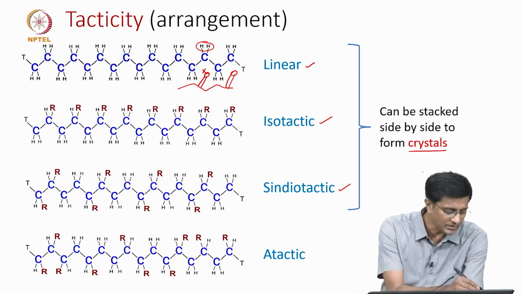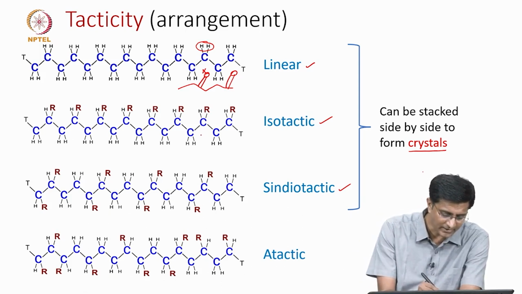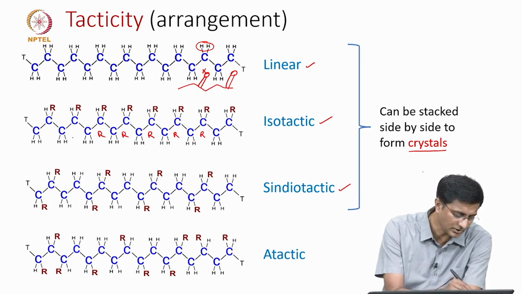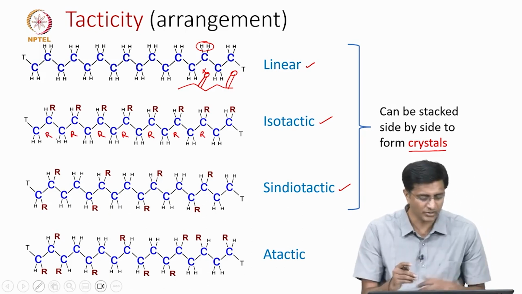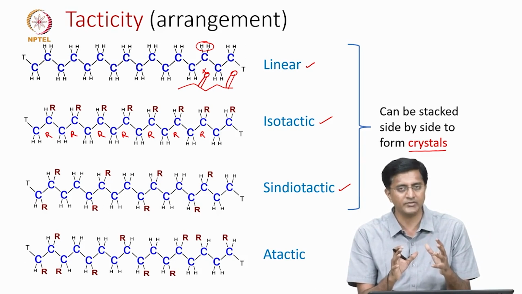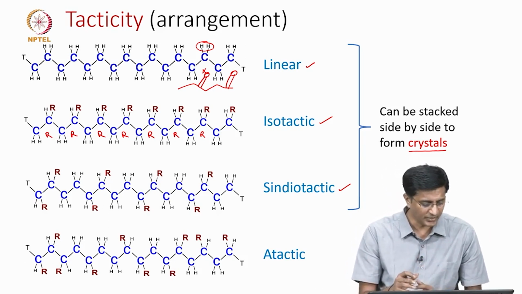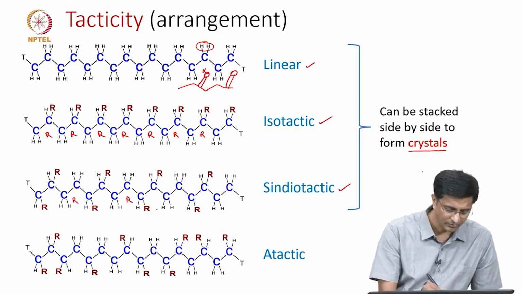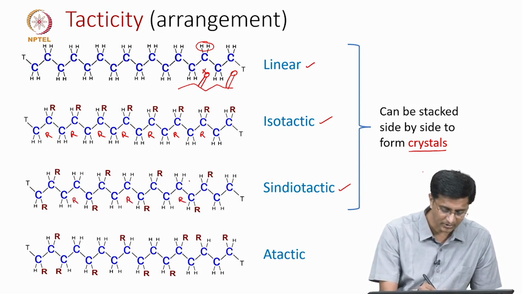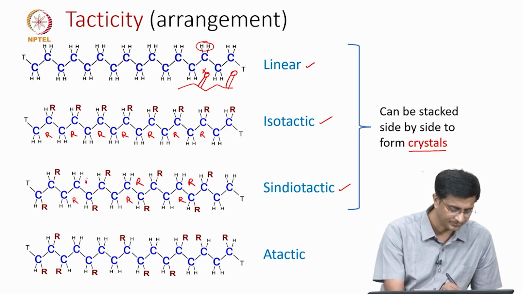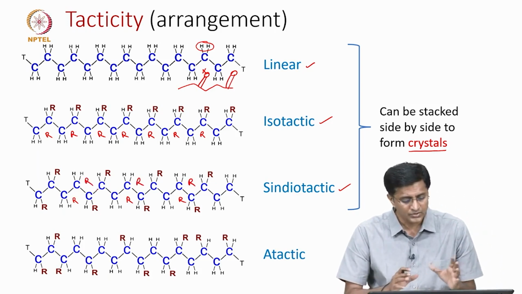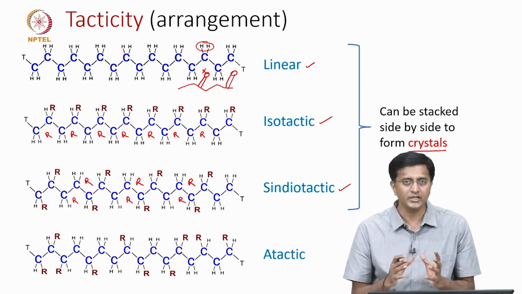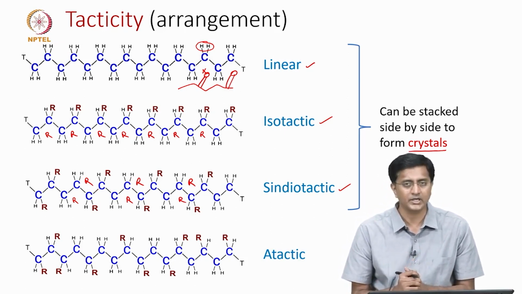The same thing with isotactic. Now that all of these radicals are on one side, these radicals can fit in these places. So, these are the radicals from the second polymer chain which can fit into the spaces available here. The same with syndiotactic, because alternatively this radical can fit in here where there are spaces, and of course here in the top. So, for these reasons, the linear, isotactic and syndiotactic can form these crystalline structures.